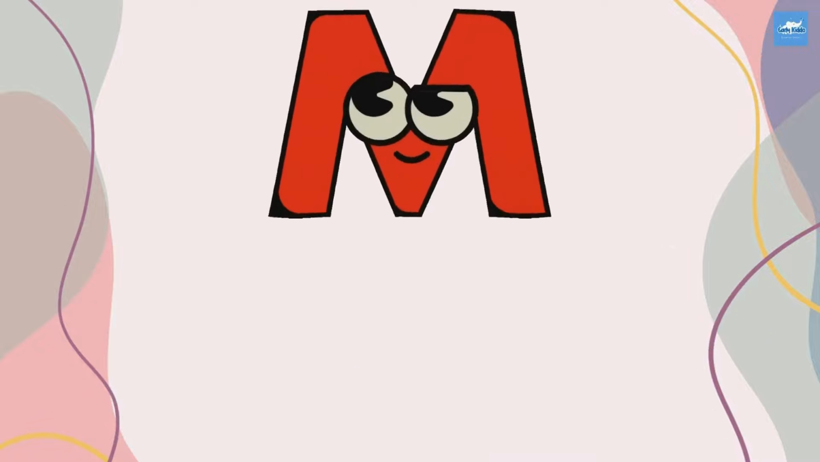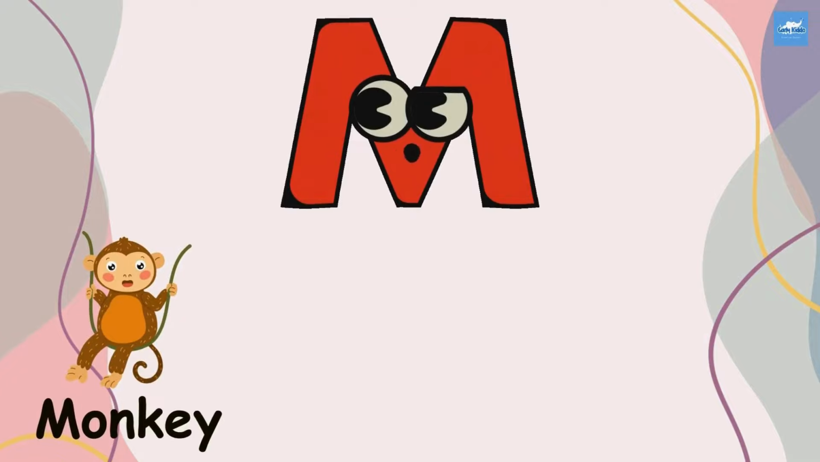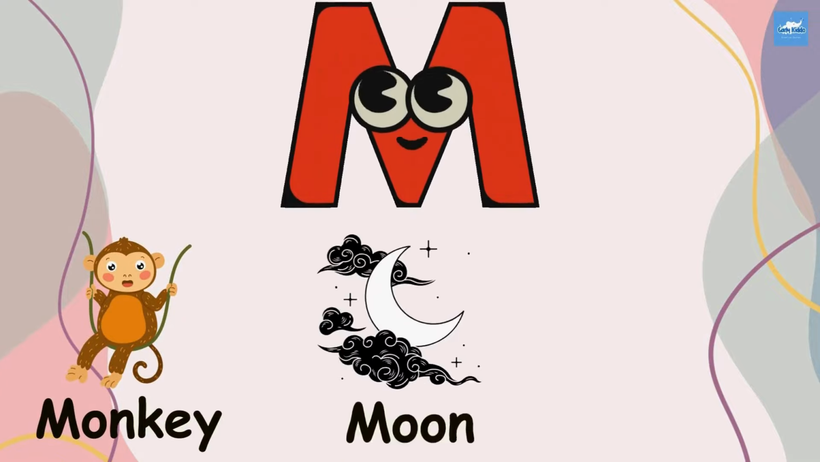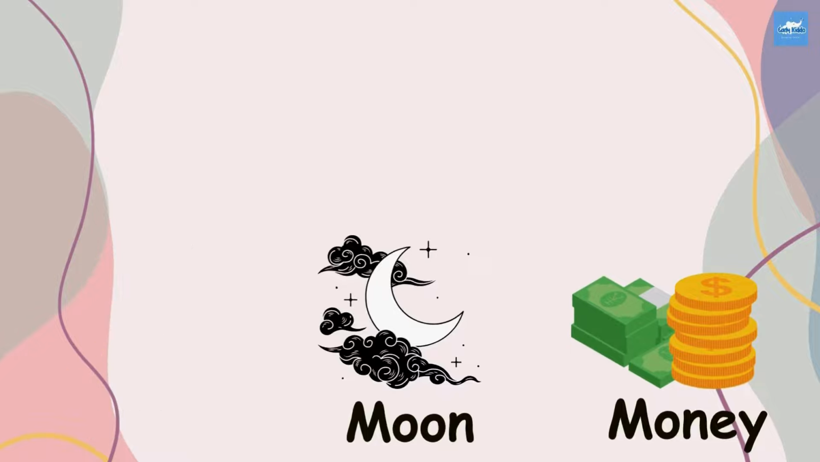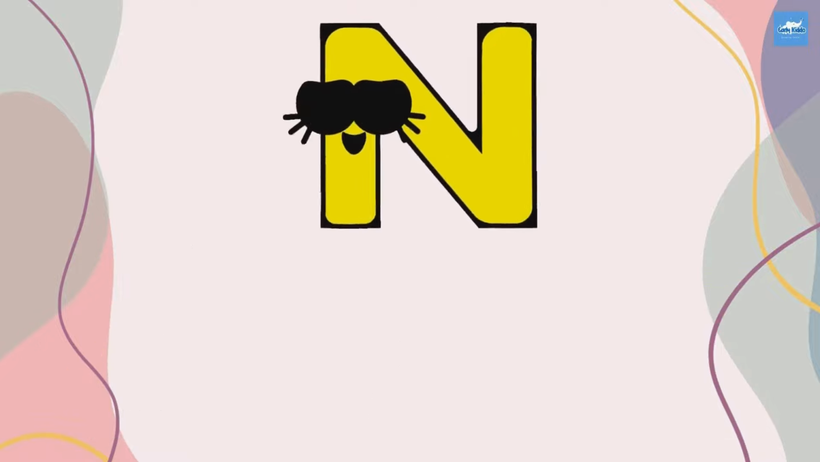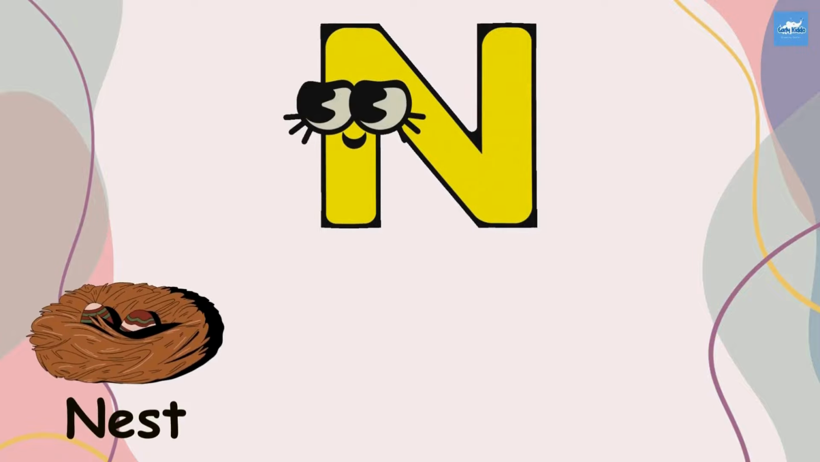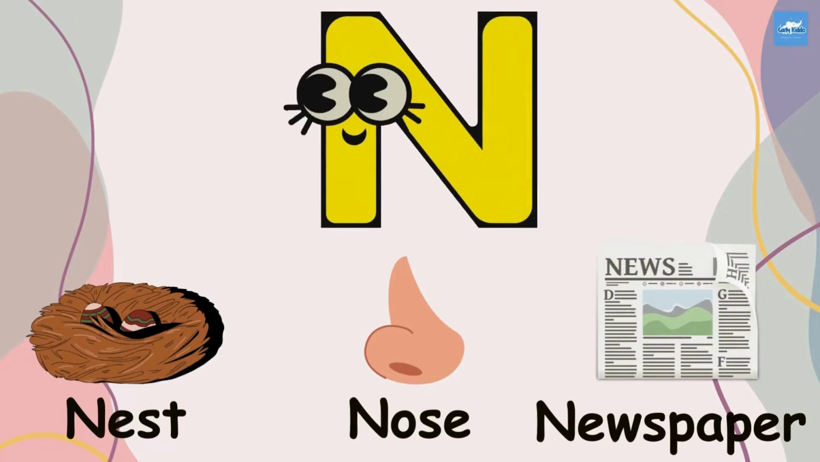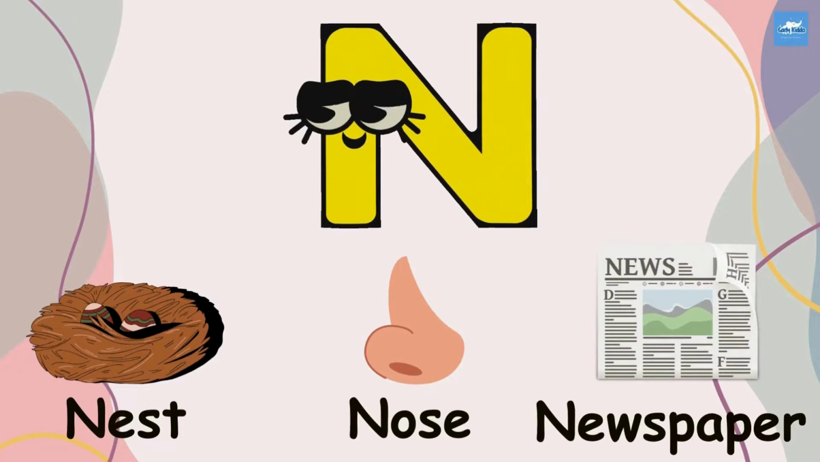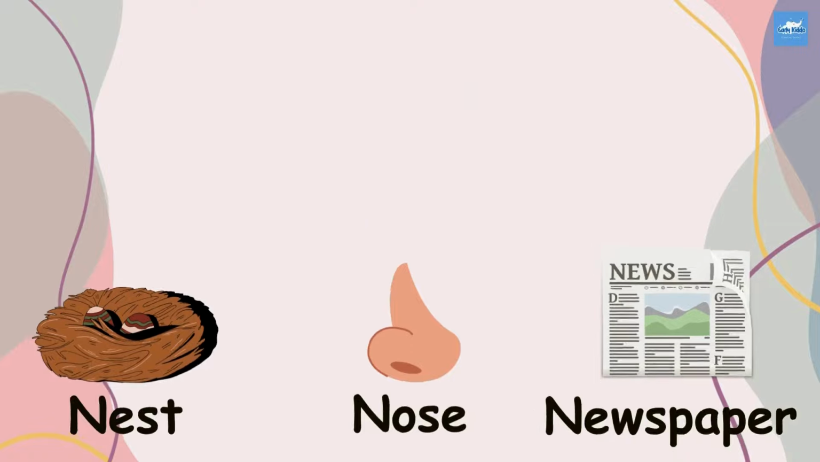Letter M. M for monkey. M for moon. M for money. M says ma, ma, ma. Letter N. N for nest. N for nose. N for newspaper. N says na, na, na.